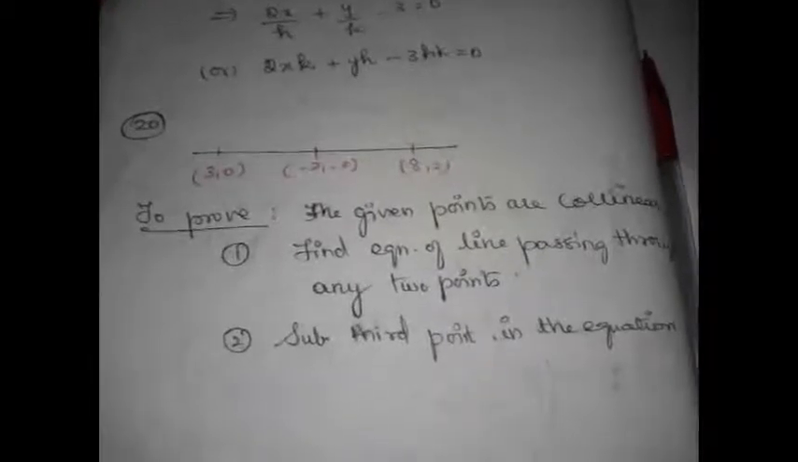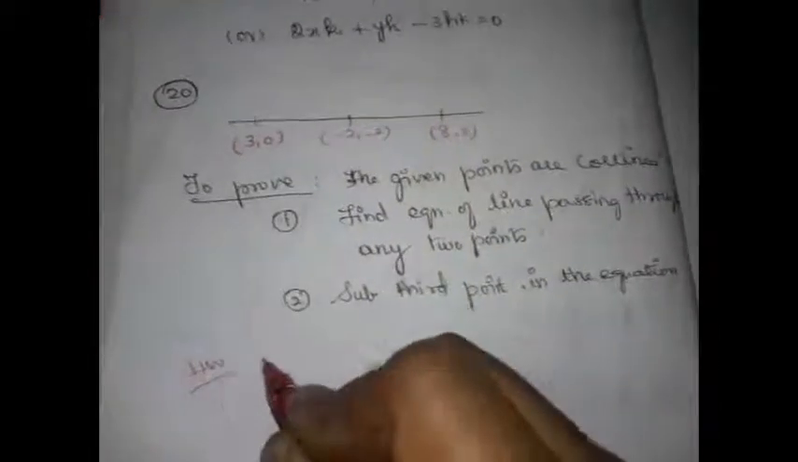So with this, let us wind up today's class. Your homework is exercise 10.2 question number 8 to 20. You should complete question number 8 to 20 in exercise 10.2 and then you should post it in the group.